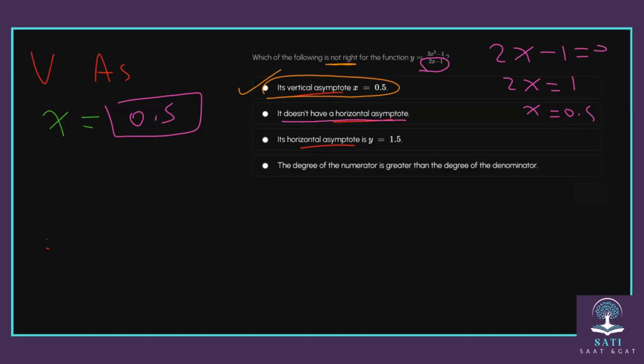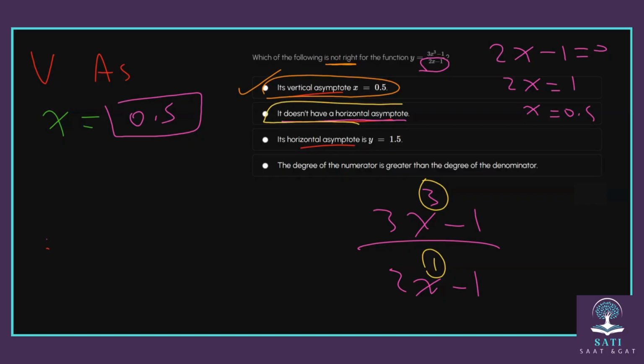Okay, when the function is rational, look, we have 3 cases for horizontal asymptote. We look at the power here. As you see, this is 3x to the power 3 minus 1 over 2x minus 1. I look at the highest power up and the highest power down, in the numerator and denominator. If the highest power up is greater than the highest power in the denominator, in this case it has no horizontal asymptote. So that means this one is right. It has no horizontal asymptote.